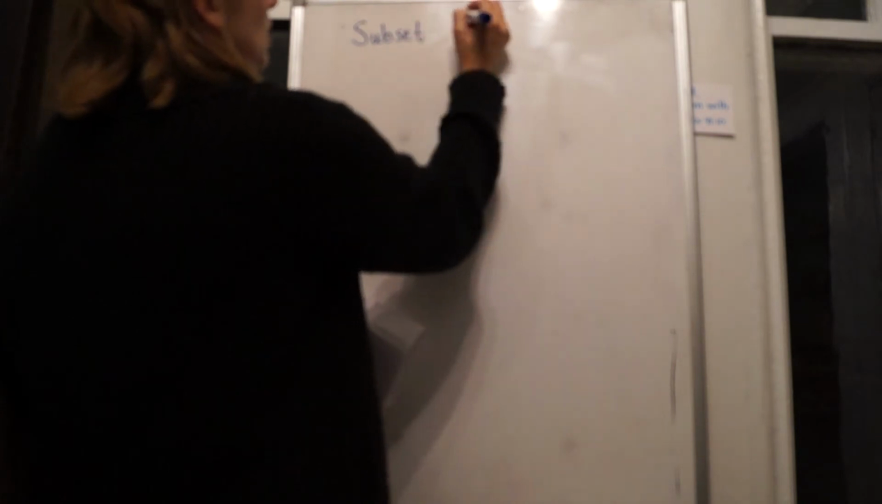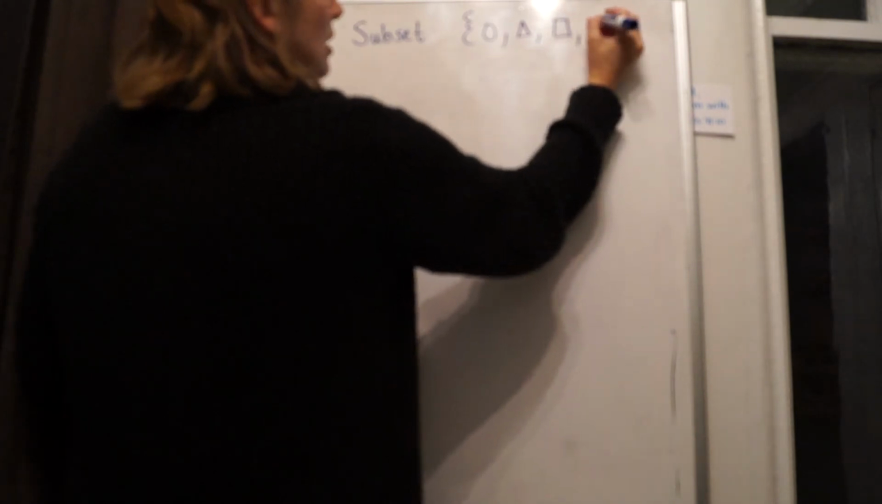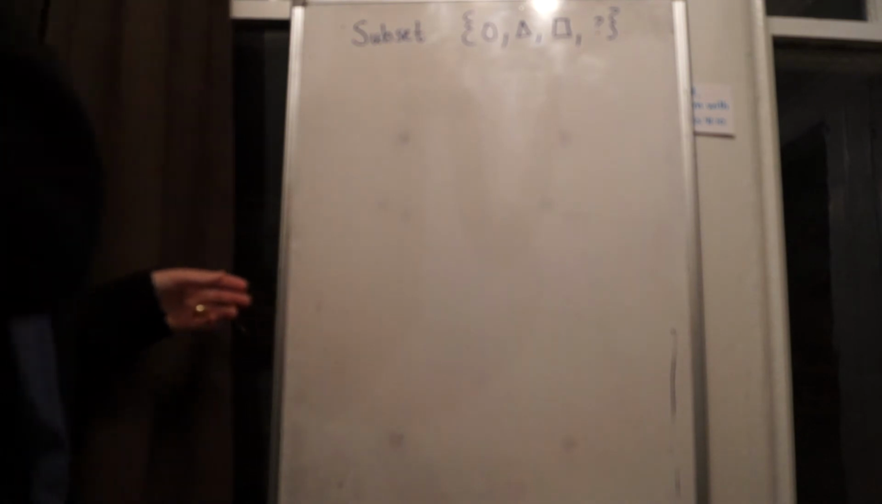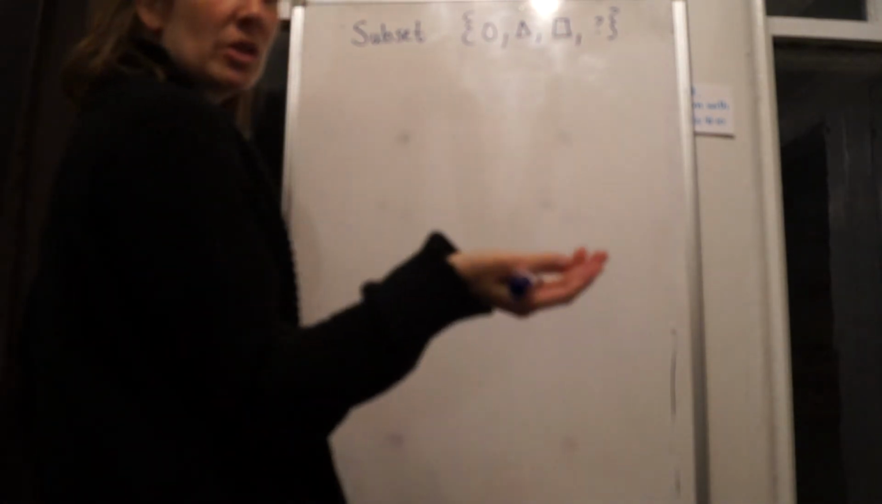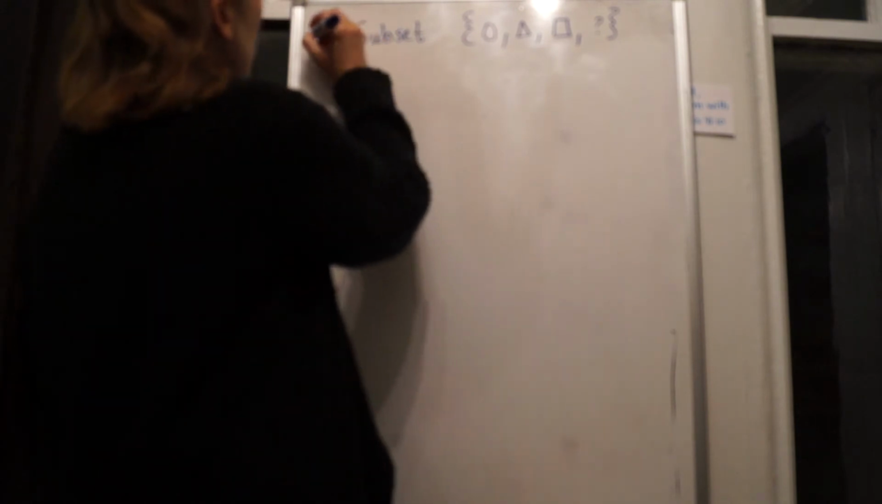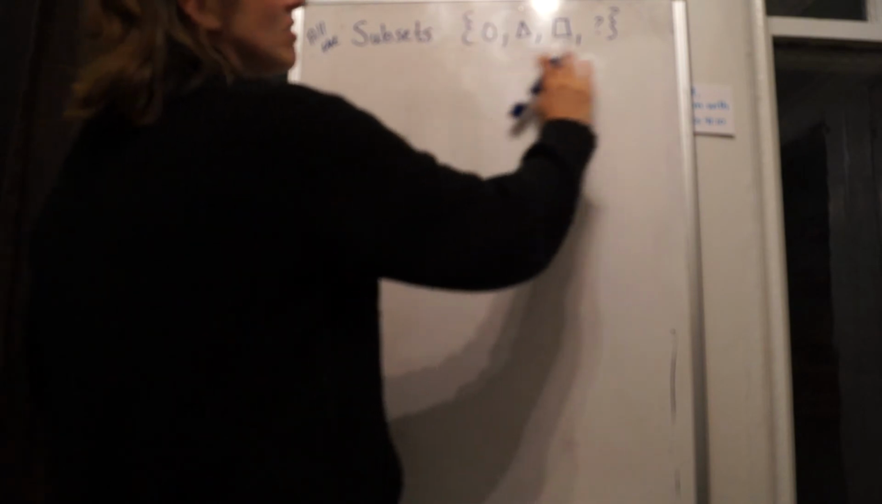Now we're going to talk about the word subset. This is going to be a quick one. We're just going to list all the subsets of something. So I'm going to use symbols this time just for a little variety. So our set is circle, triangle, square, question mark. There's our set. And we want to find all the subsets of this.